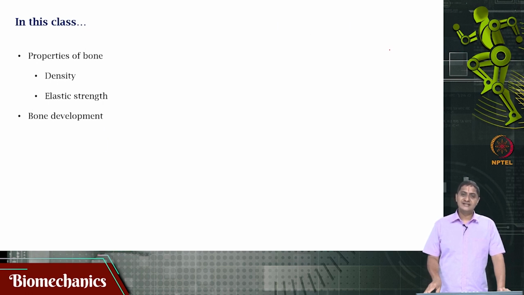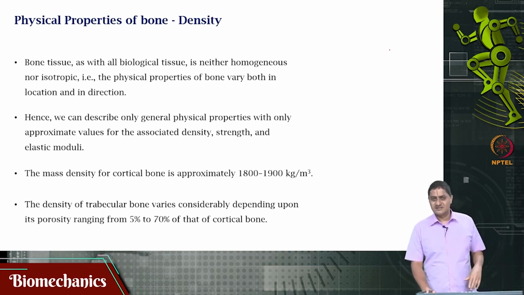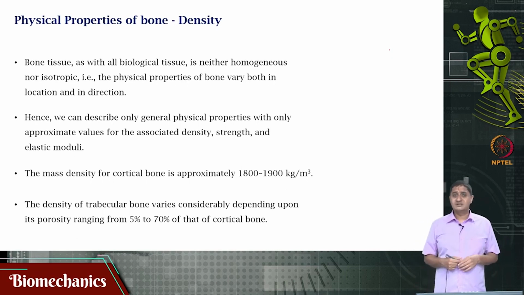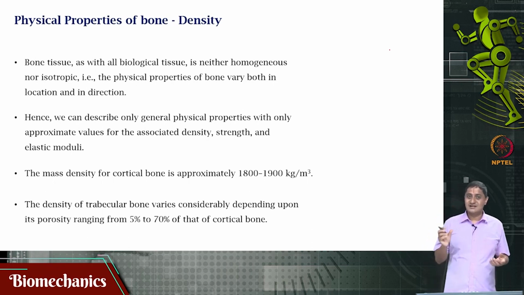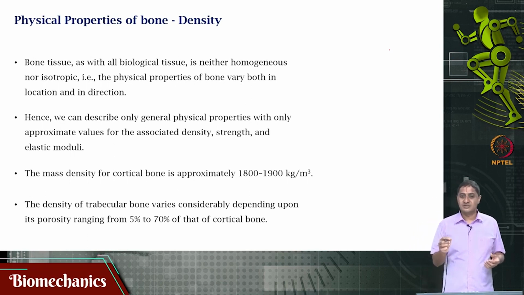Specifically, we will be looking at density, elastic strength, and development of bones. It is important to note that bone tissue, like any other biological tissue, is not homogeneous. When we discussed long bones, we discussed compact bones and cancellous, spongy bones and strong cortical bones. That means it is not a single material, so I cannot choose a sample from one space and assume that the property remains the same throughout that material.